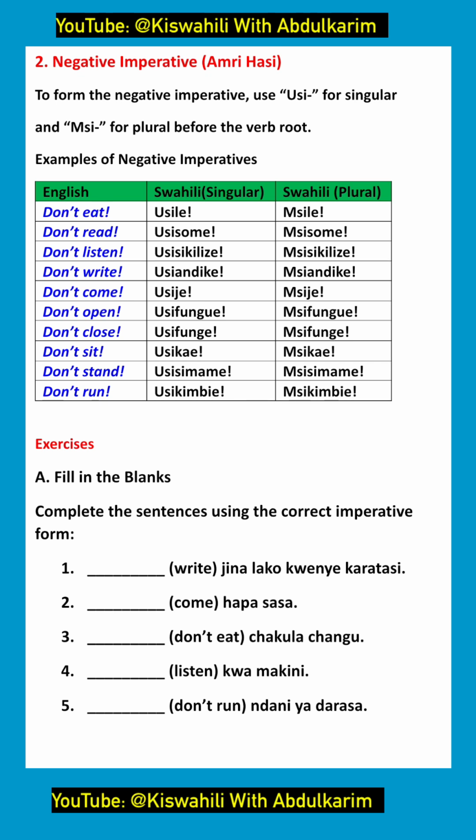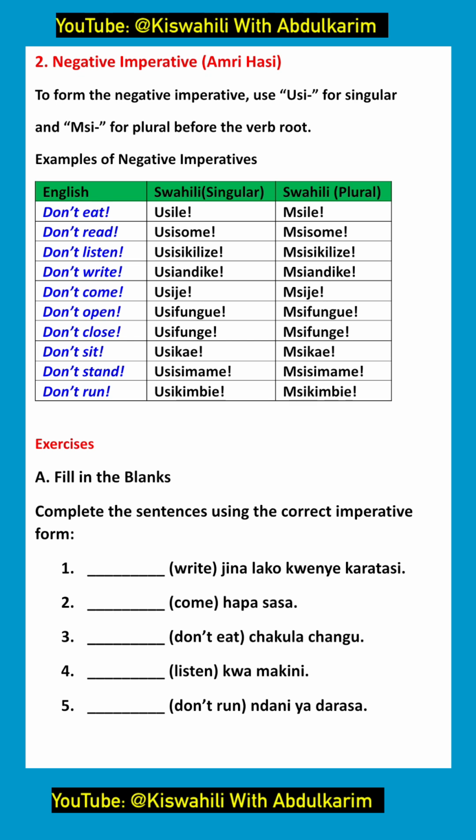Don't come. Usije. If there are many, you say msije. You notice here we don't say usinjo or msinjo. No. Njo is only used for the positive imperative. But for negative, you're telling people not to come, you tell them usije. And if there are many, msije. Also, you notice we don't say usikuje because the word kuja is also monosyllabic. We drop the ku when we are forming the negative imperative. Usije, don't come. Msije, you all don't come.